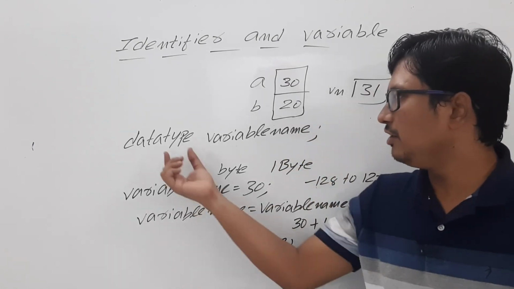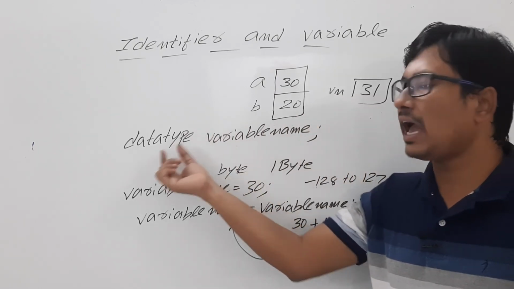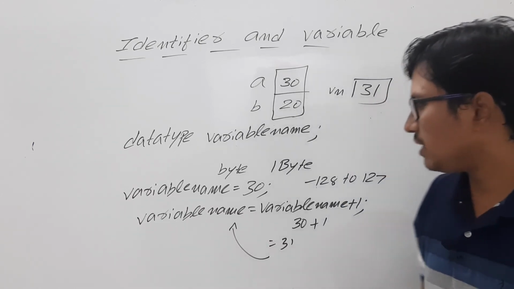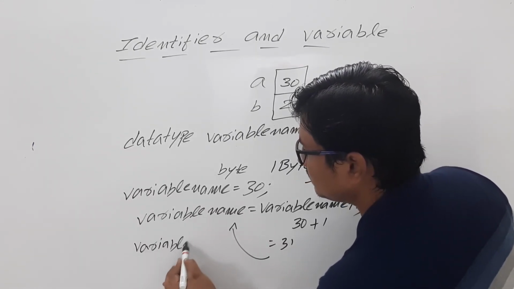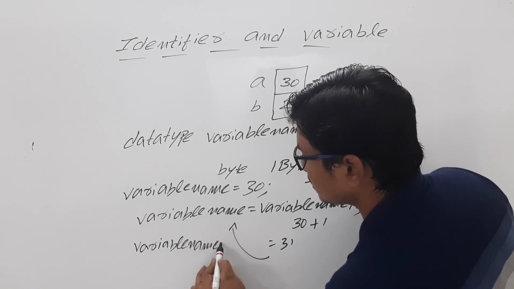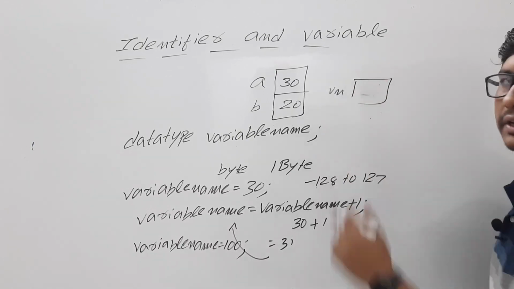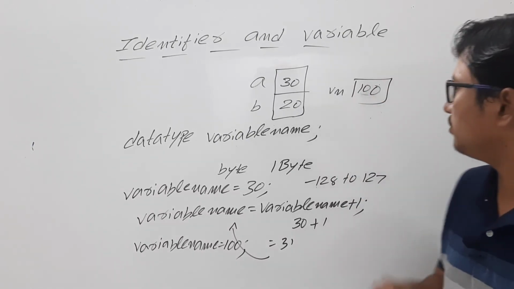Is it clear? If it is an int, you can store a single integer. If it is a char, you can store a single character at any point of time. Suppose next time someone writes variablename is equal to 100, ending with a semicolon. Then 31 will be removed and 100 will be stored in the same memory location.